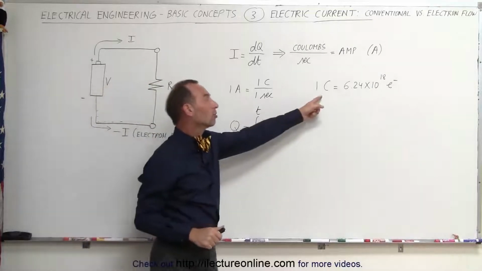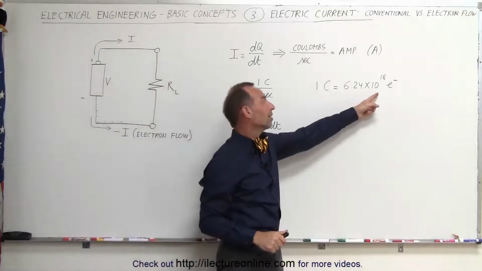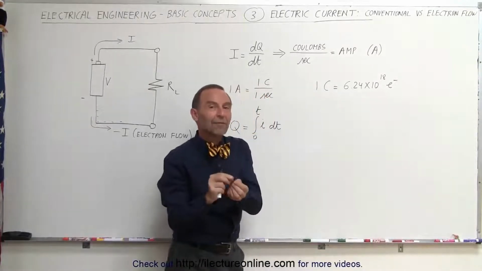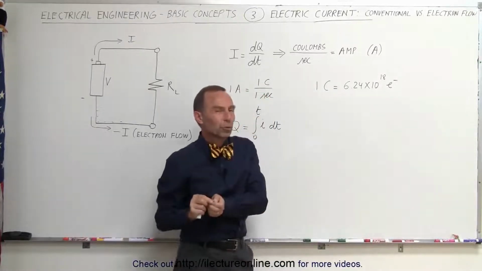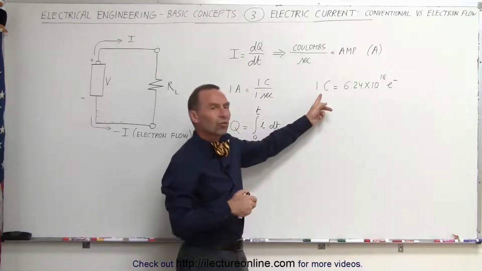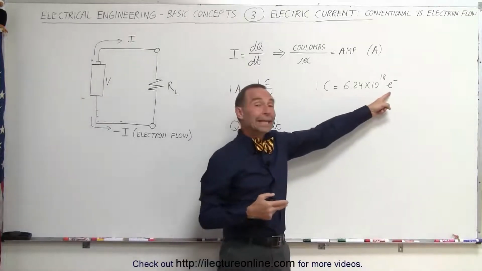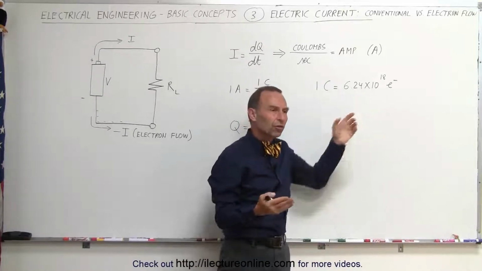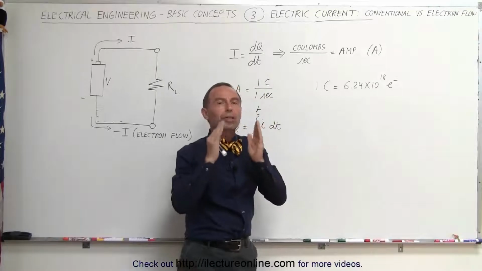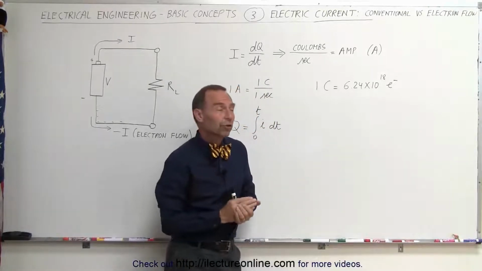A coulomb of charge is equal to 6.24 times 10 to the 18th unit charges. The unit charge, of course, is the charge we have on a single electron or a single proton. Now here again is where people get confused. They say, well, if the charge is positive and yet you indicate negative charges, electron charges, how can you justify that? An electron charge is simply a unitary charge, the simplest charge in the universe.